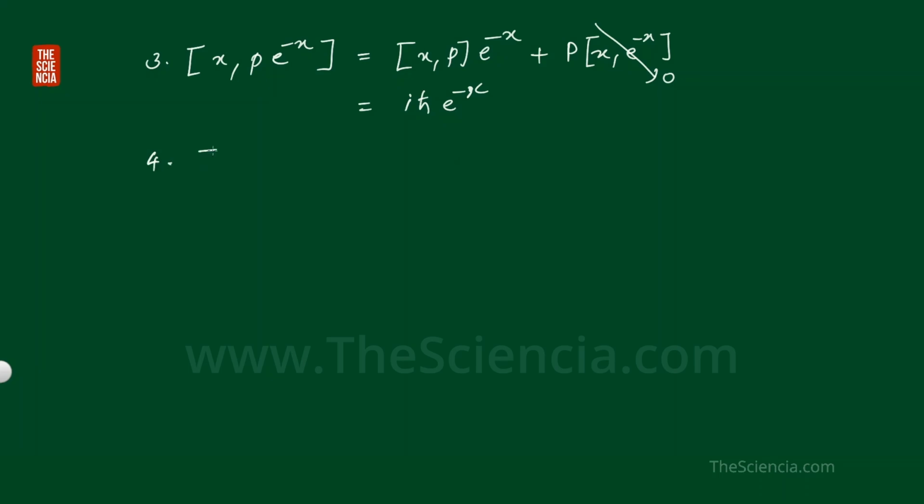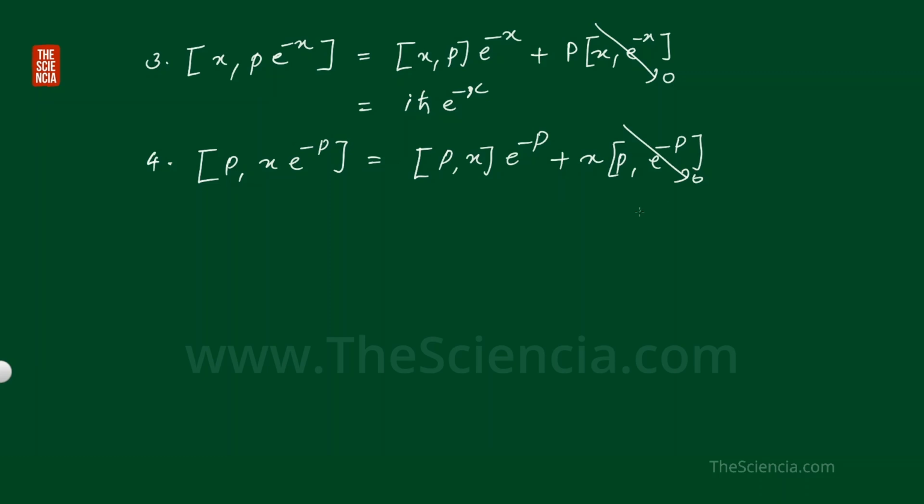Fourth question: the commutator bracket of p comma x e raised to minus p. So again we have to expand, that is [p, x] e^(−p) plus x [p, e^(−p)]. This is a function of p only, so this is equal to 0, and here we know it is [p, x], that is the order is changed, so there will be a minus sign, that is minus iħ e^(−p).